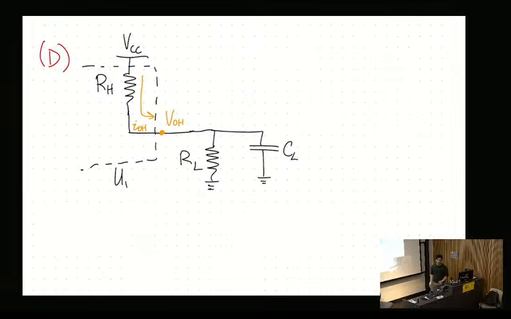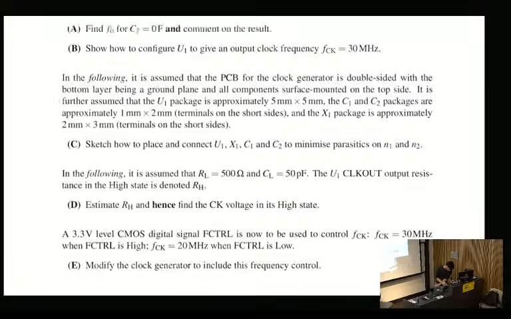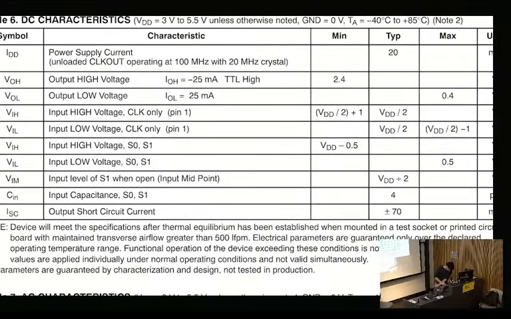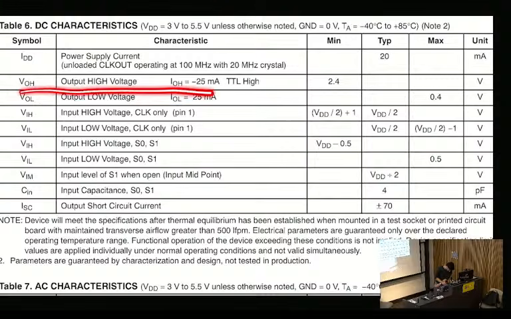It's asked us to estimate the value of RH. So where do I go from here? Yeah, exactly. And where can we get the output high voltage from? From the data sheets. We look at the data sheets and look for the output high voltage. That would be here. We see it's 2.4 volts at 25 milliamps. If minimum, typical, and maximum are given, usually we design for worst case, so always pick the worst case. That worst case might either be the minimum or the maximum value. You just have to use your judgment based on the context.